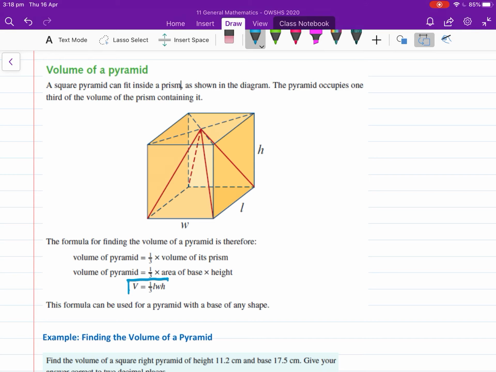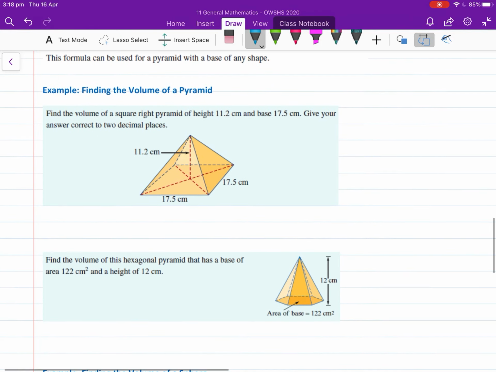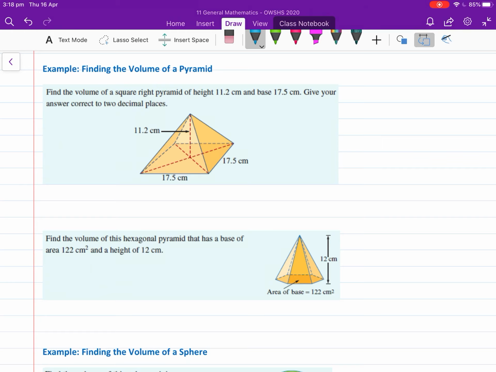So in this particular example, we have a rectangular prism, which the volume of that is length times width times height. So the rule becomes 1/3 length times width times height. Okay. So in this example, we've got two examples to look at. For the first one, we can see that we have 17.5 centimetres and 17.5 centimetres for our base. So we actually have a square-shaped base, and then we know our height of the pyramid is 11.2.